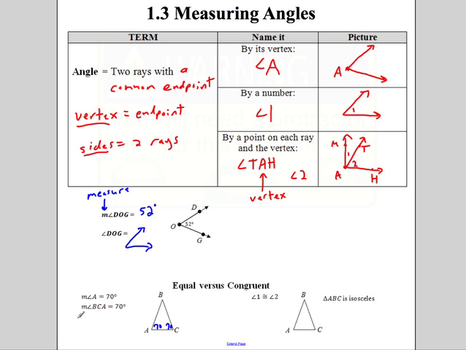So what am I saying? I'm saying that the measure of angle A is really equal to the measure of angle BCA. Why is it? Because I'm saying 70 equals 70. So the equal sign works, or we're going to use our congruent sign. Remember, there's our congruent sign, the equal sign with a little wavy line on top.